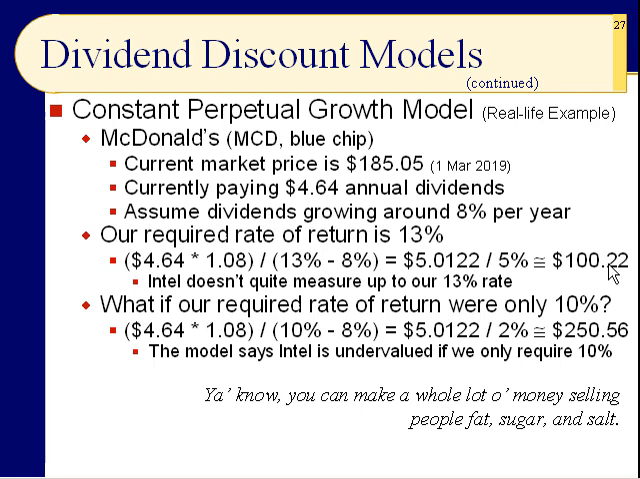Well, Intel, I typed the wrong company. McDonald's doesn't quite measure up to our 13% rate. What if the required rate of return were only 10%? Well, then we redo the calculations. $4.64 times 1.08 divided by 10% minus 8%. And that's that same $5.01 divided by 0.02. And that's $250, give or take.